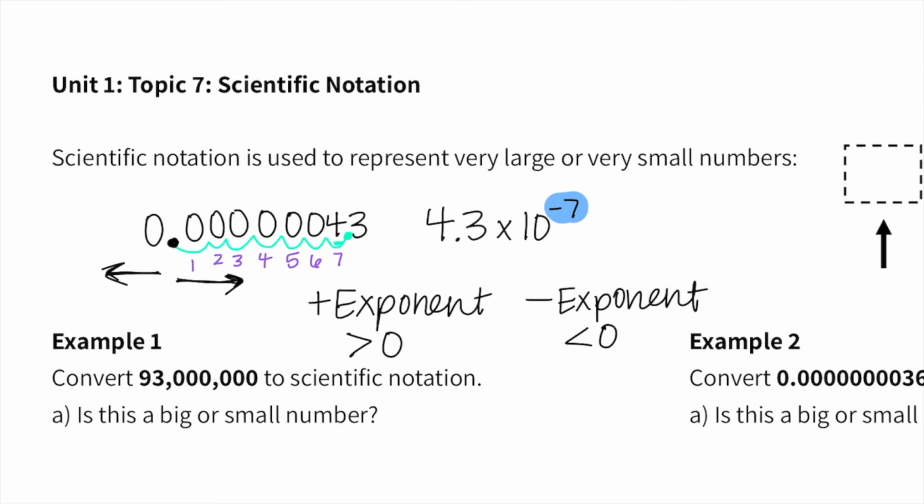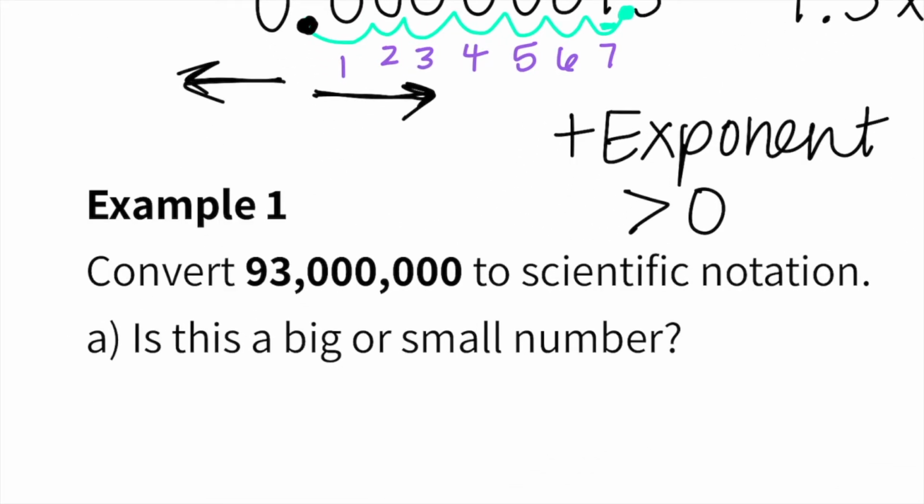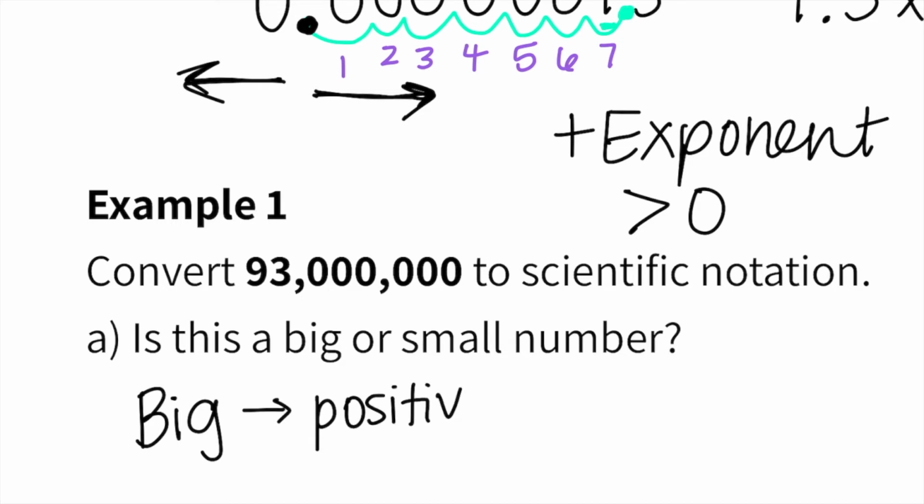Now we're going to go over a few examples and get you a little bit more used to writing your numbers this way. For this first one, we have: convert 93 million to scientific notation. First we want to think about whether or not this is a big number or a small number. This one is a big number, and that means our exponent for our scientific notation is going to be a positive exponent.